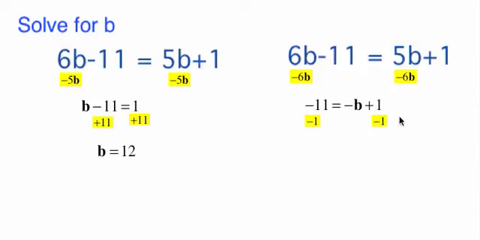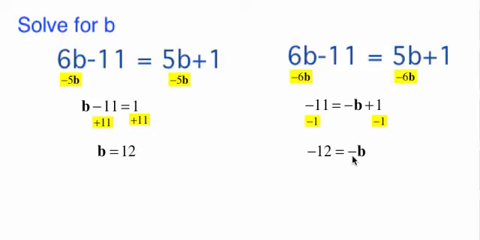I want to get rid of this plus 1, and the opposite of plussing 1 is minusing 1. So I'm subtracting 1 from both sides. So we end up with negative 12 is equal to negative b. Now, the b kind of looks like it's alone, but it's a negative b. We don't want to know what negative b is. We want to know what positive b is.